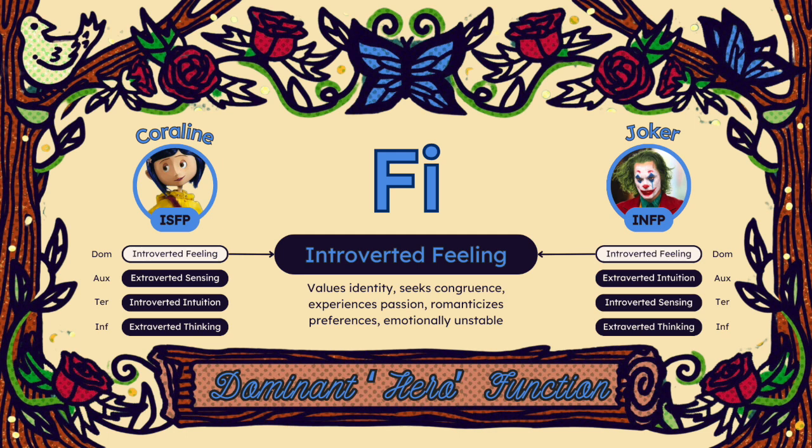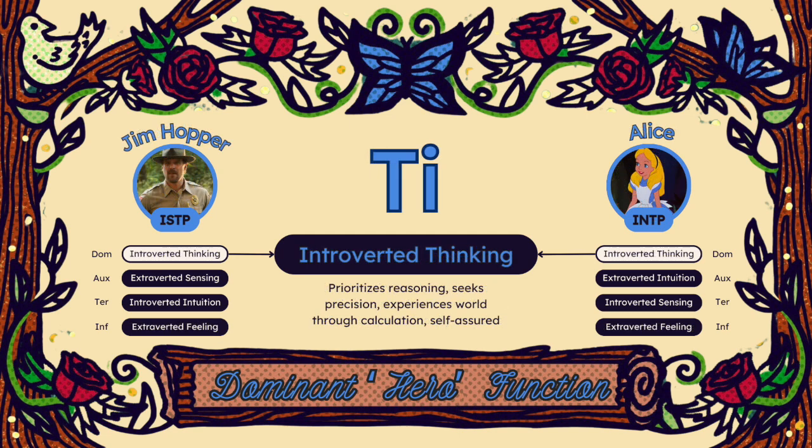The second to last function that we're going to explore today is introverted thinking. The two Myers-Briggs types that use introverted thinking as a dominant function are ISTP and INTP. ISTP Jim Hopper from Stranger Things and INTP Alice from Alice in Wonderland both showcase the dominant function of introverted thinking, emphasizing their internal framework of reasoning and a quest for accuracy and precision in knowledge.